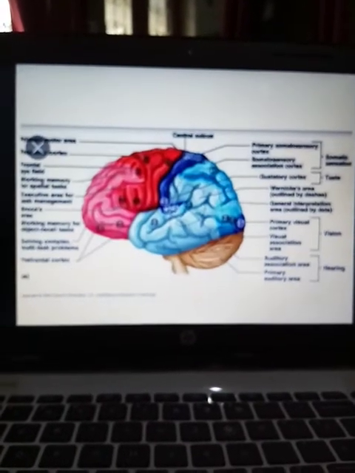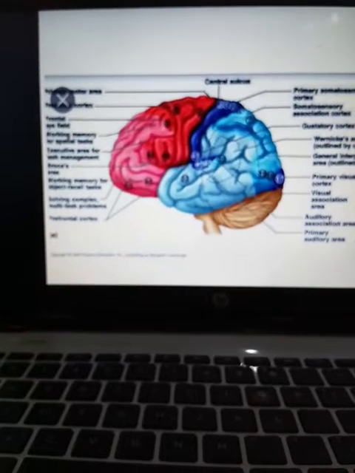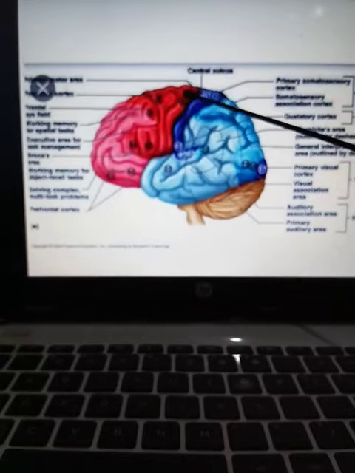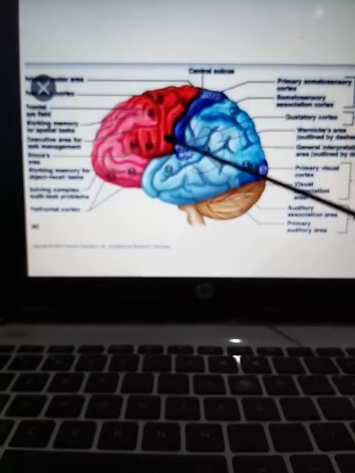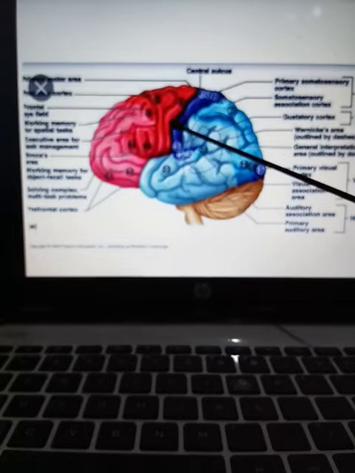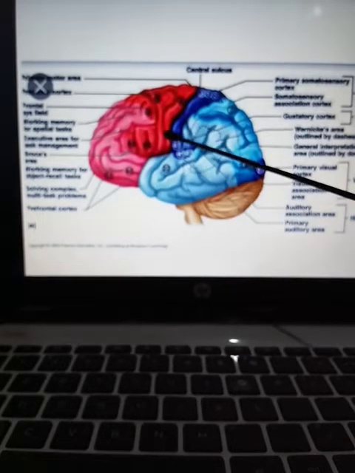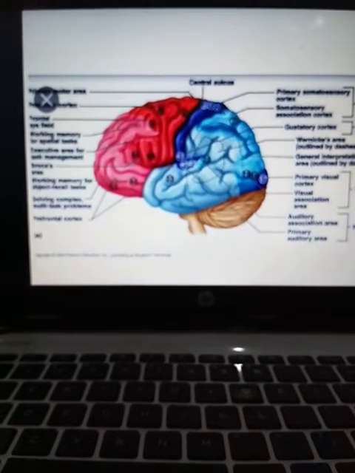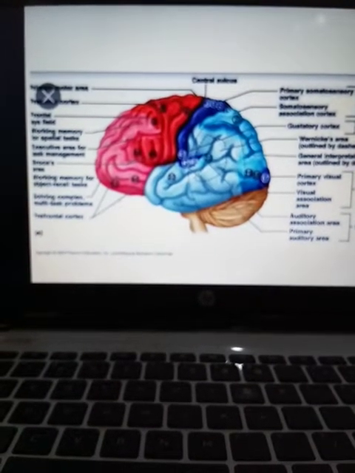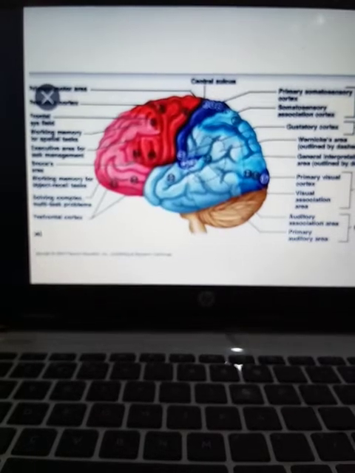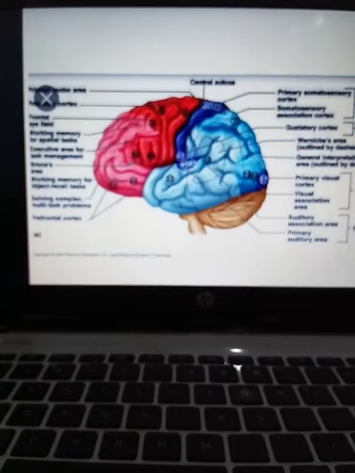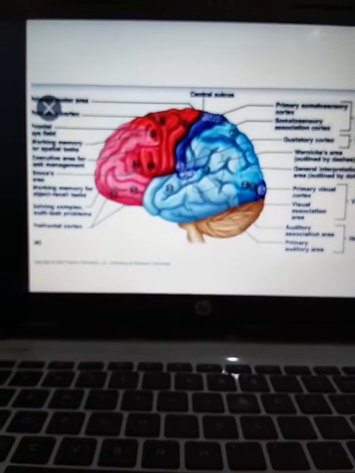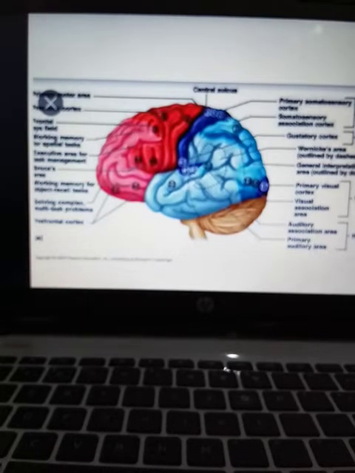Since we talked about the motor area, this is your motor area. If there is any damage to this area, what will happen? If it is a localized damage, then there will be monoplegia. That means one limb will get paralyzed. If the area of injury is large, then there will be hemiplegia, that is half of the body will be involved.